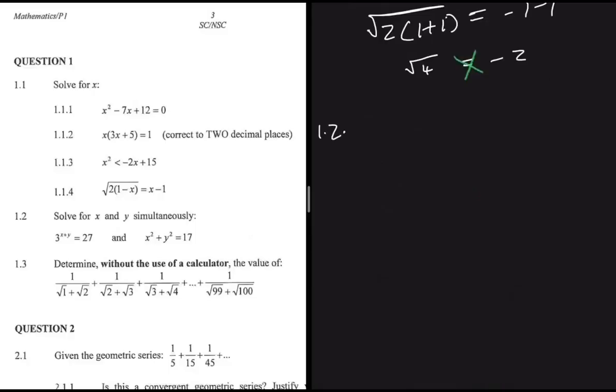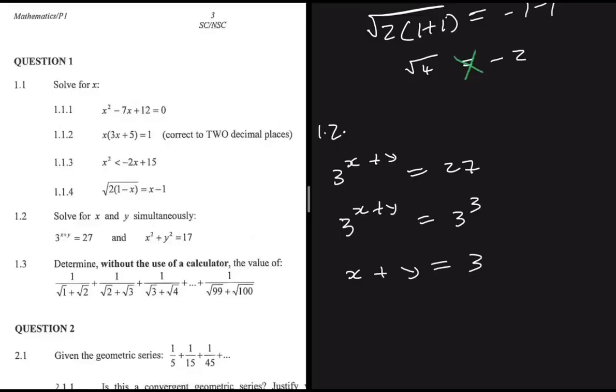So for 1.2, we're supposed to solve for x and y simultaneously, and then we're given 3 to the x plus y is equal to 27, and x squared plus y squared is equal to 17. Let's see if we can manipulate these first before moving to the second equation. So it's easy to see that we can write this as 3 to the x plus y being equal to 3 to the power 3. So x plus y is equal to 3, right?